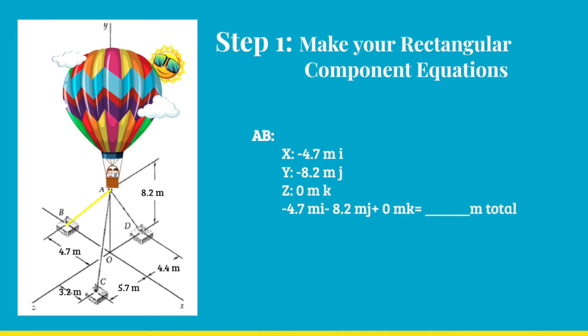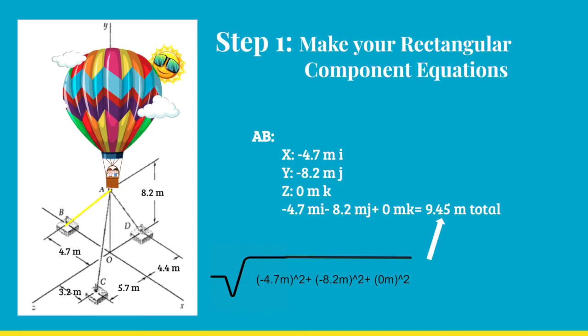Now that we have all of the component values, we need to find the total length of the cable. To do so, we need to square each of the values in the equation and take the square root of it. This is the same equation used as the Pythagorean theorem. The only difference is that there are 3 values being squared instead of 2. Whatever the answer is once the square root is taken is the total length of the vector. In this case, the total length is 9.45 meters.